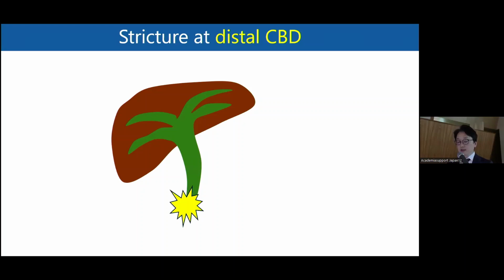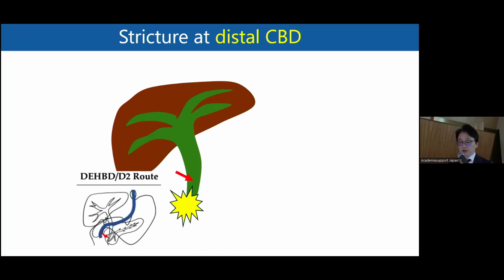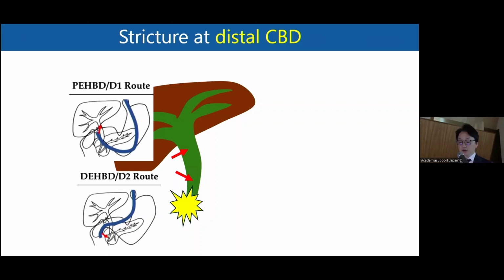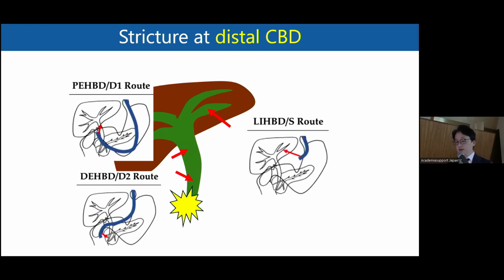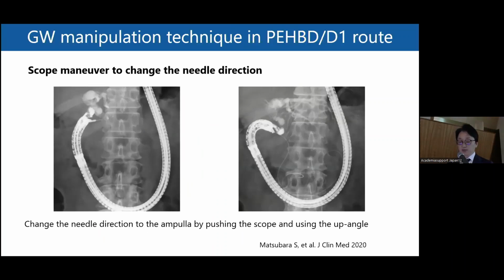In a distal CBD stricture, the first choice is this one, but the scope is very unstable. The next, I recommend this route, the proximal HBD route, because of the short distance from the puncture site to the ampulla. The last one is the intrahepatic route. But guide wire manipulation in the D1 long position is difficult because the needle is directed to the hilum. So the scope maneuver to change the needle direction is very important.